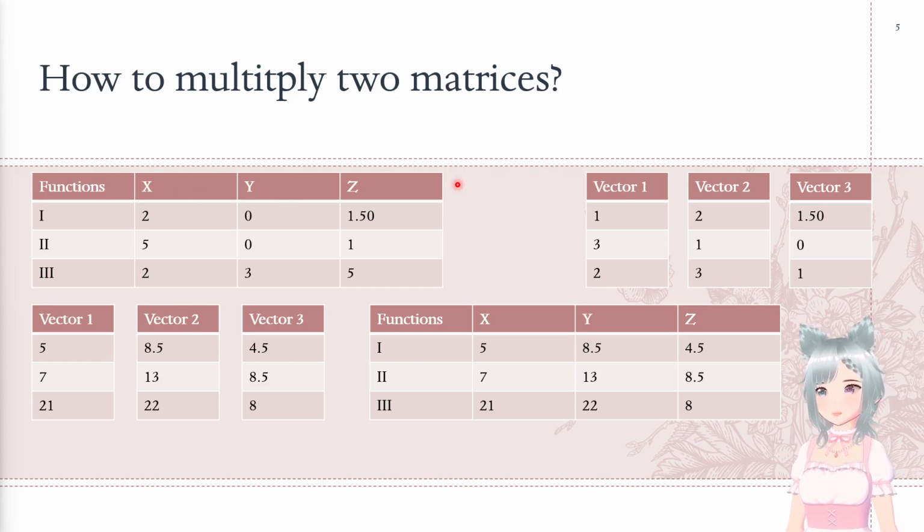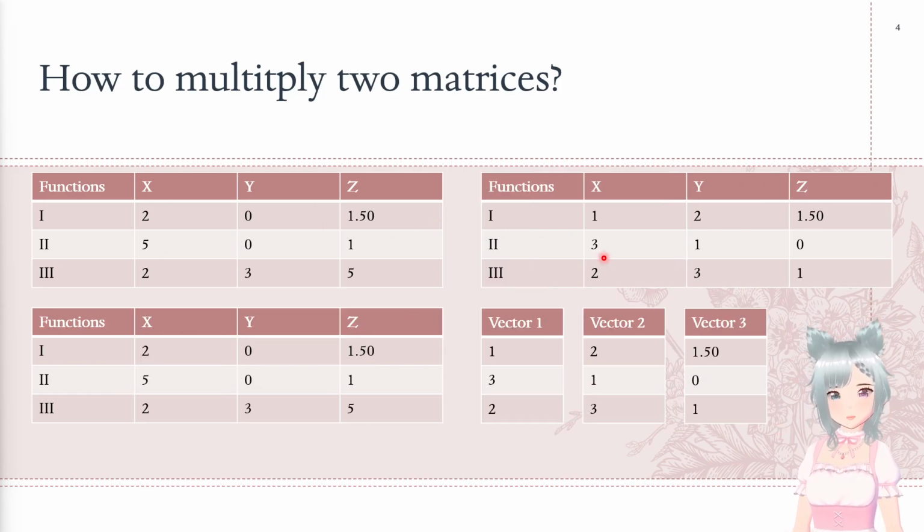And now we do that with the other vectors. So we multiply this matrix with this vector, and then this matrix with this vector, and we get these other 2 resulting vectors out of them. And now what we can do is we can just put these vectors back into a matrix, and now we have our resulting matrix by calculating these two matrices with each other.